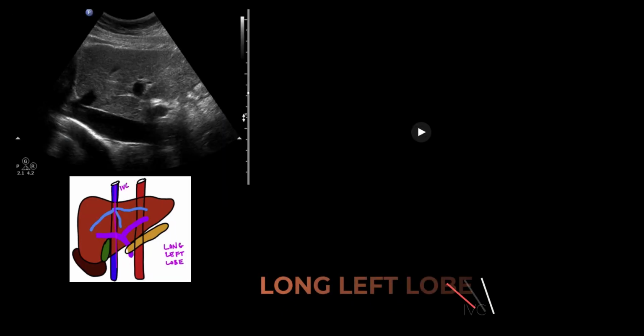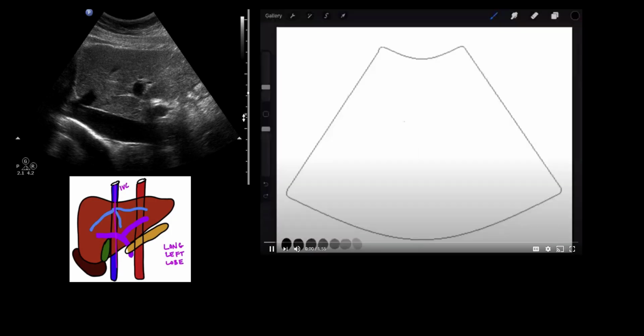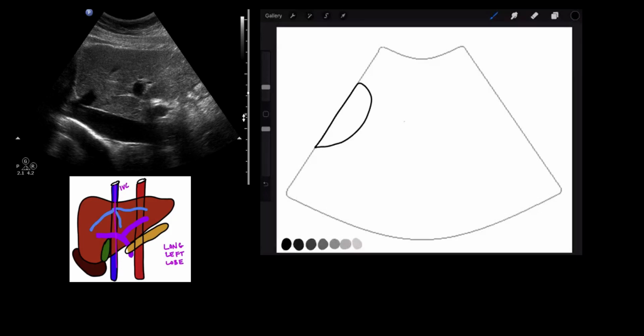Moving again to the patient's right for our long left lobe at the IVC. This is the last picture that we will take of the left lobe in the longitudinal plane. Again, we will begin with our heart on the superior side. We know that the IVC pierces through the diaphragm and empties into the right atrium. We will draw part of the diaphragm that we can see, followed by a portion of the left lobe of the liver.